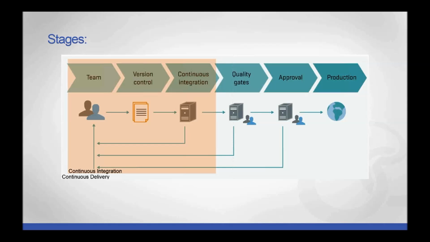Now, another note that I should make here is that every stage relays feedback to the team. Fast feedback is an important part of continuous delivery. If a stage fails, someone needs to know right away, because the pipeline stops until the problem is fixed.